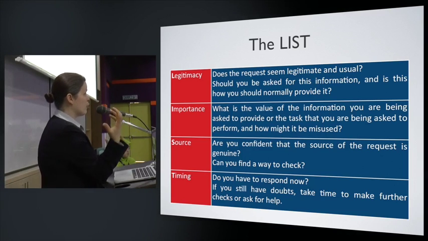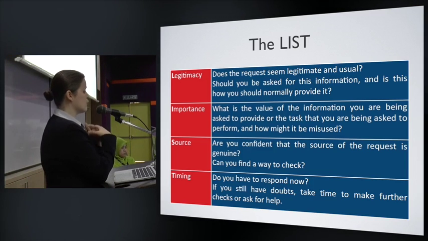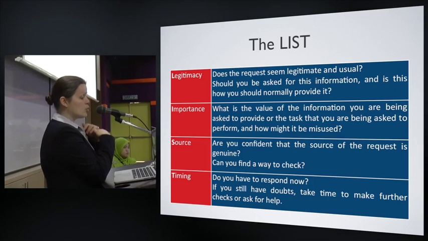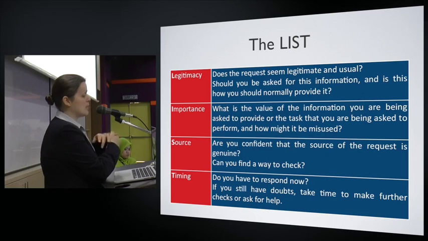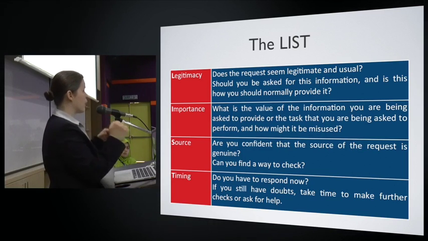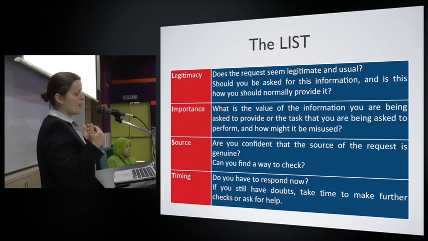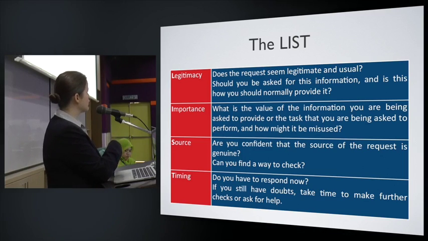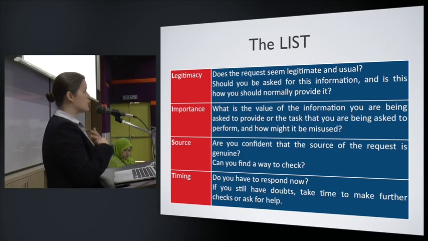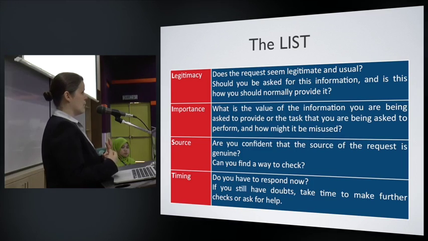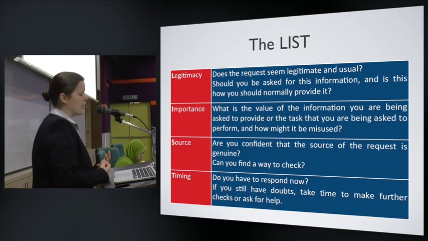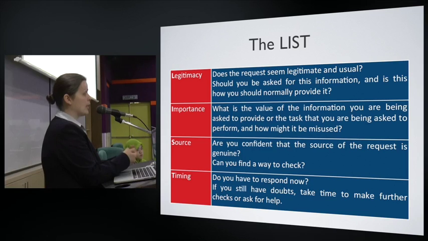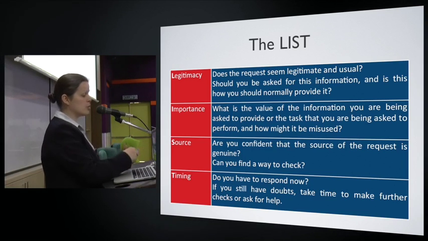So if you've been presented with an unusual situation, it is useful to think, does this request seem legitimate and usual? Would you be asked for this type of information? And is this how you would normally provide it? If there are warning signs in every single step, then you need to ask for help, basically. Okay. So another thing is the importance of information, which I can appreciate can be quite difficult to judge, but educating users on the importance of information is very important. So that relates to the value of the information you're being asked to provide, or the tasks that you're being asked to perform, and what will be the potential of this to be misused.